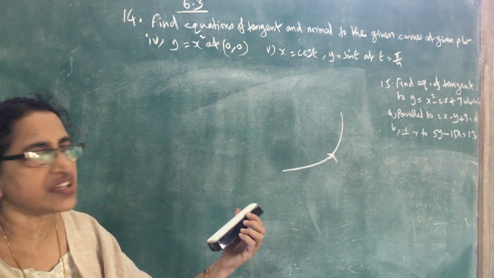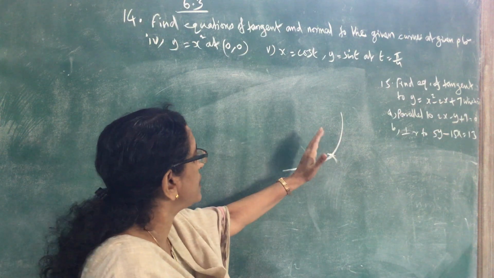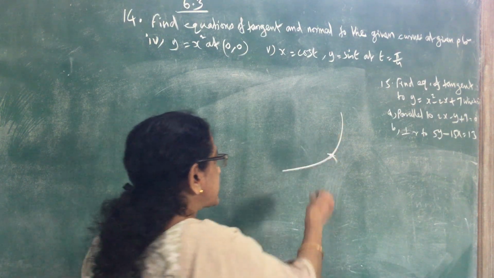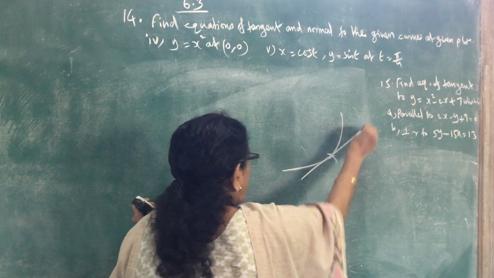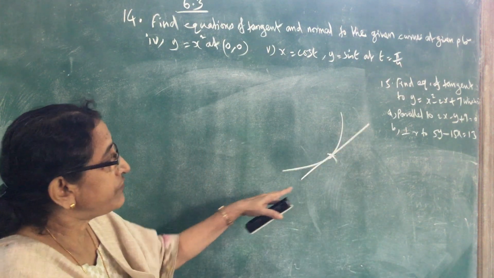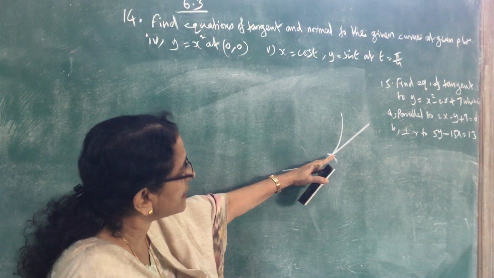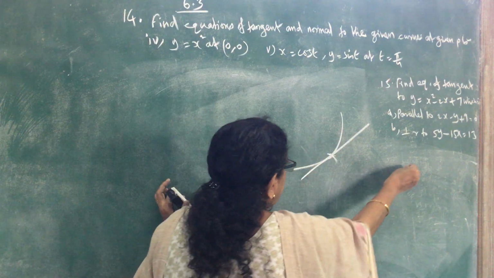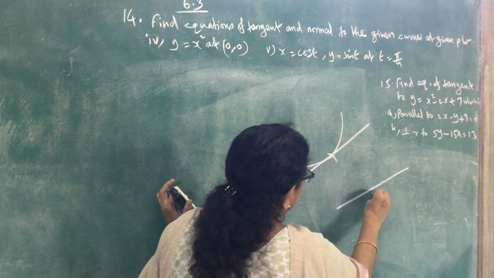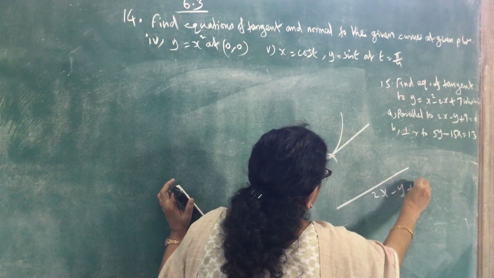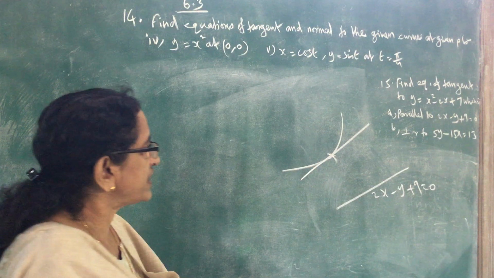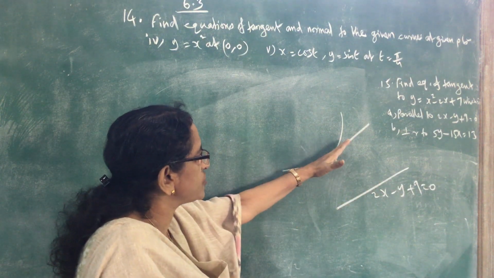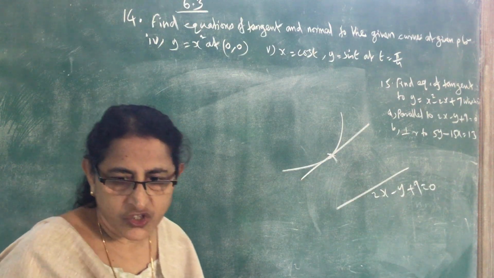For that, one condition is given. Suppose this is the tangent we want to find. This tangent is parallel to some other line, that is 2x minus y plus 9 equal to 0. Given that this tangent is parallel to this line, we have to find the equation of the tangent.